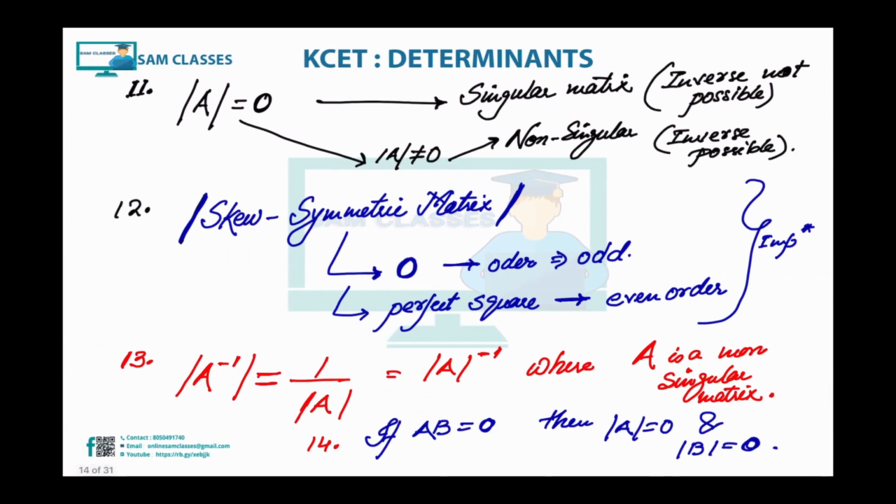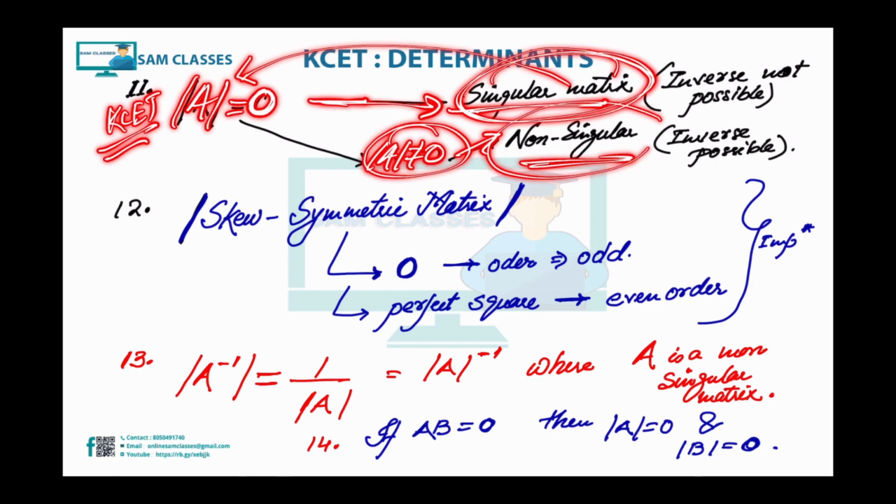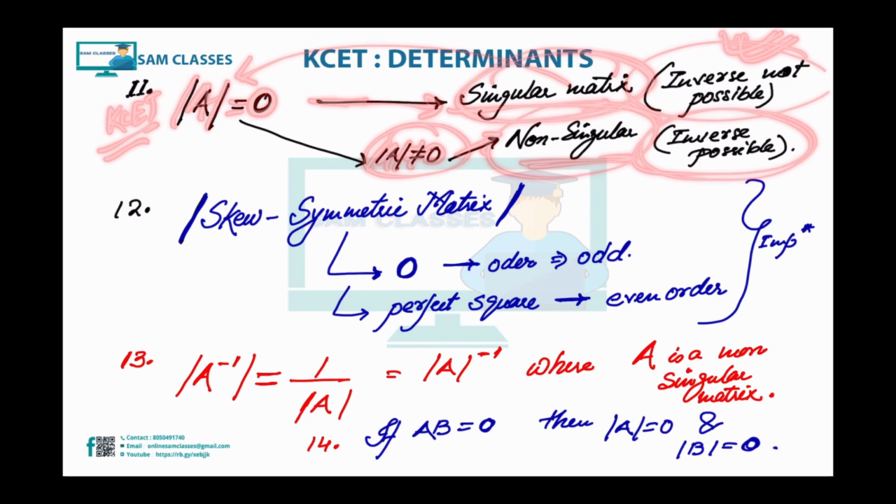Now, let's see the next property. This property is again very important for KCET students. Understand, if it is a singular matrix, then the determinant value is 0. If non-singular, det A is not equal to 0. Okay, so we know that. If it is non-singular, inverse is possible. If it is singular, inverse is not possible. Why? We'll see the reason.